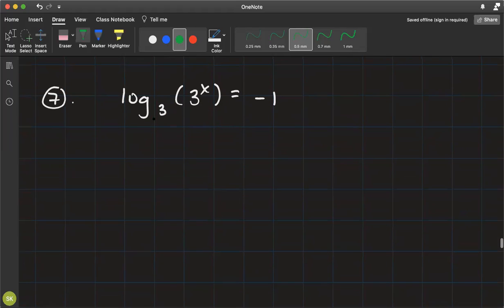Here's the next problem. Log base 3 of 3x is equal to negative 1. Okay, so this is 3 raised to the power negative 1 is equal to 3 to the x. Well then, negative 1 is equal to x because the base is the same here. So that's the solution.